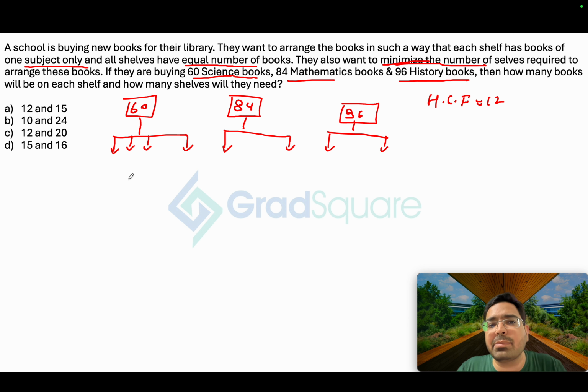Now, how many shelves will be required for science books? It is going to be 60 divided by 12. That's going to be 5. How many shelves will be required for mathematics books? That's going to be 84 divided by 12. That's going to be 7 shelves of mathematics books. And how many shelves will be required for history books? 96 divided by 12. That's going to be 8 shelves, right?